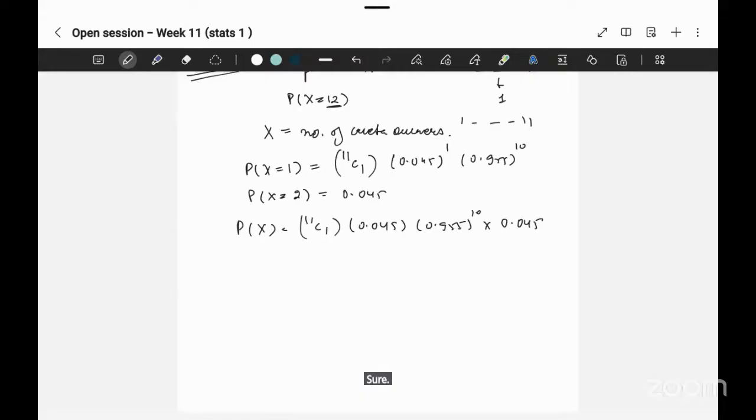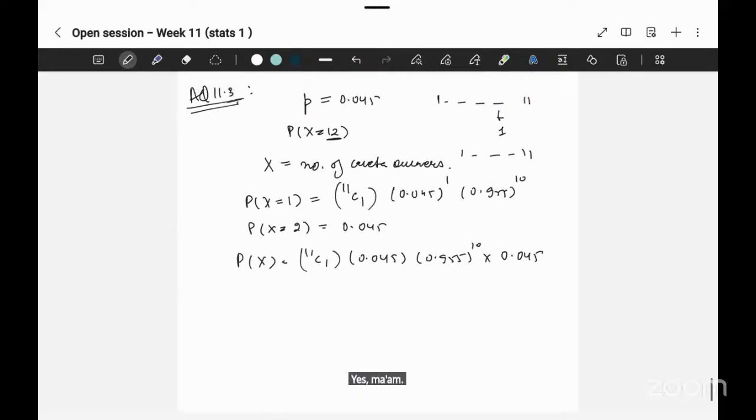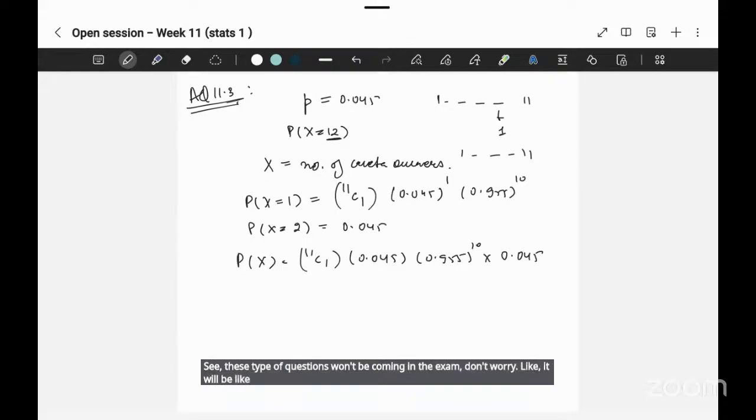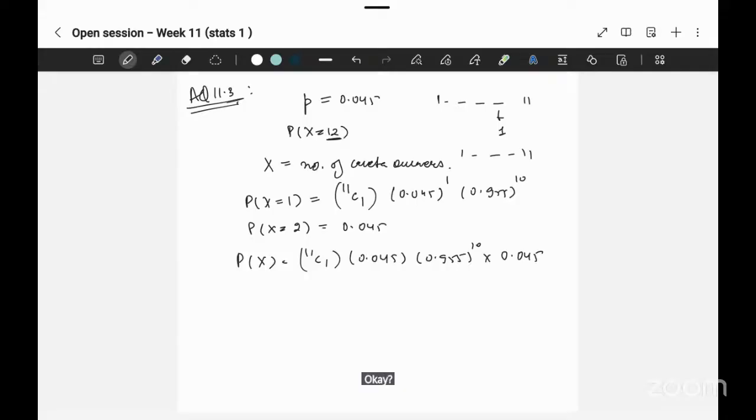Is this question clear to everyone? Yes, ma'am. Sure. Okay. Now that you explained, it's clear, but I don't think I will be able to solve such questions if they come in the exam. See, these types of questions won't be coming in the exam. Don't worry. It will be questions that you can solve in the exam. But the activity questions, the practice assignment, and the graded assignment will be tough questions so that you can do questions easily in the exam. Okay. So let's see some more questions.